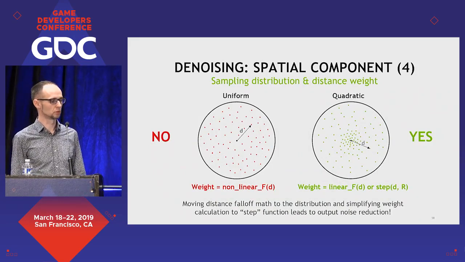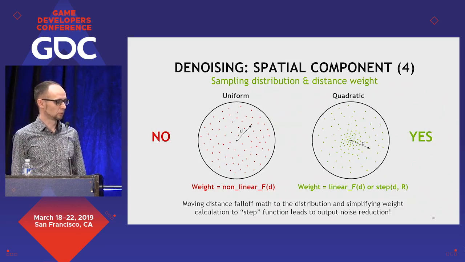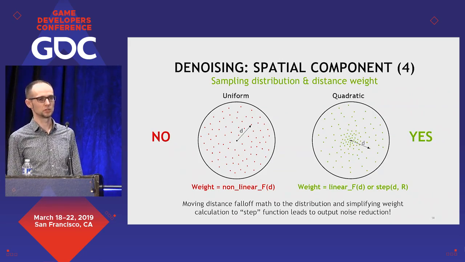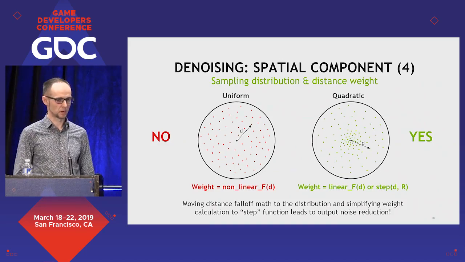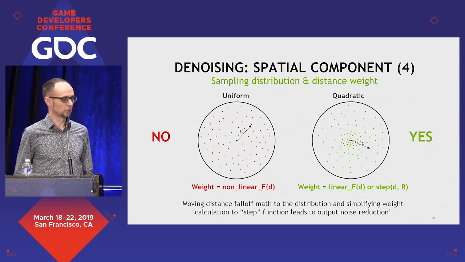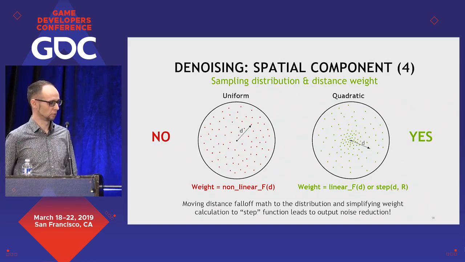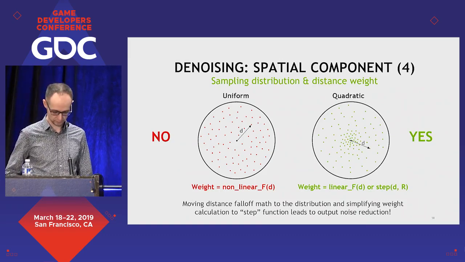Probably a common approach is to use a uniform distribution, probably like a Poisson disk, with some nonlinear mask applied for distance weight calculation. It works badly in reality because our space is discrete. So what we can do, actually Monte Carlo integration allows us to migrate or embed our nonlinear mask into the distribution and just replace it with a linear mask or even a step function. Intuitively, we definitely want to take more samples around the point of interest. So in Metro, we use quadratic distribution for denoising, and sampling is done in world space.